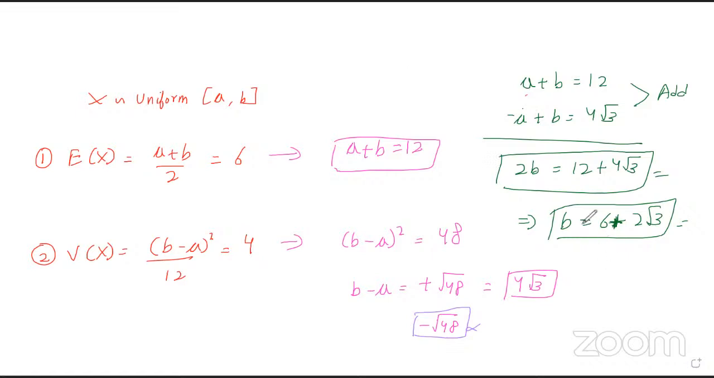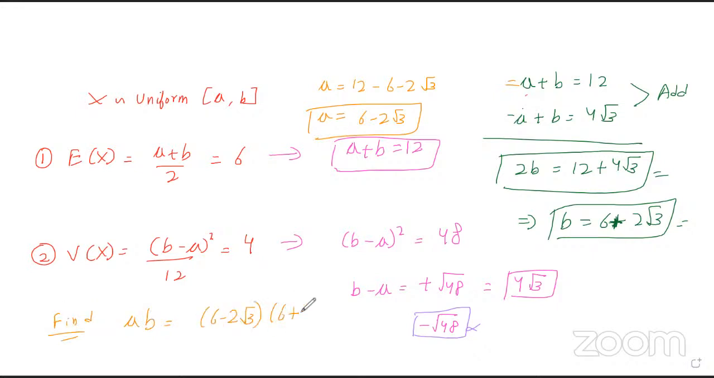Okay. Proceeding further, if I plug in the value of b in either equation 1 or 2, let's put it in equation 1. So my a would be 12 minus 6 minus 2 root 3. So my a is 6 minus 2 root 3, correct? So now what we need to find? We need to find the product of the two, right? Which is 6 minus 2 root 3 times 6 plus 2 root 3.